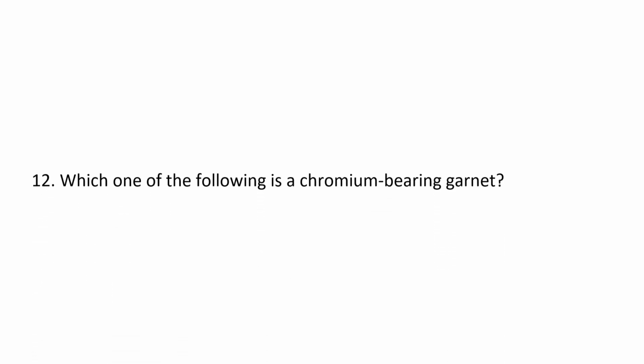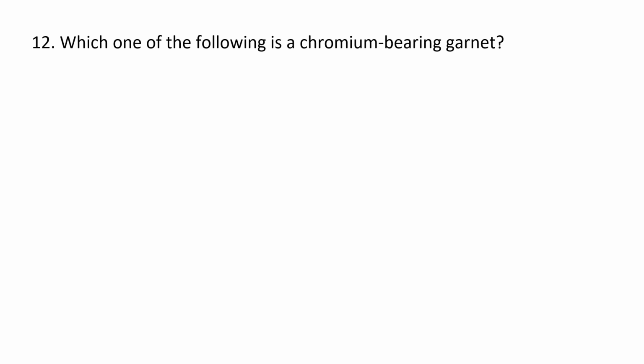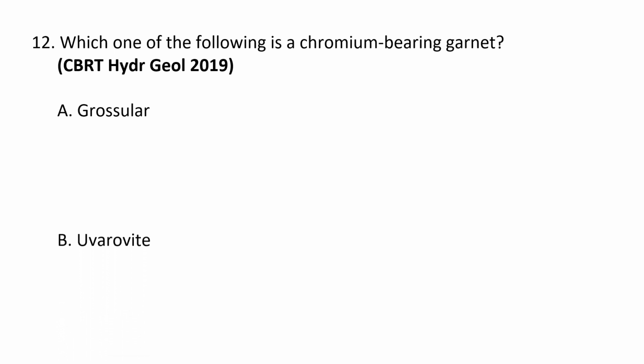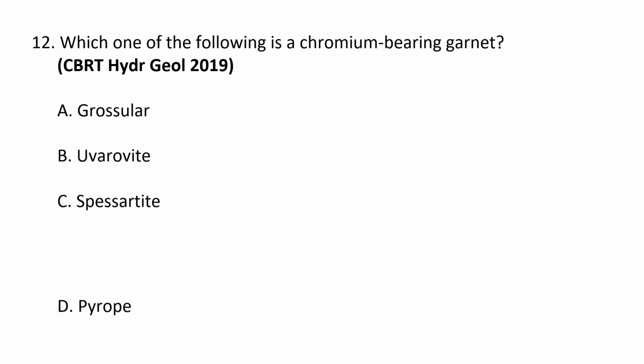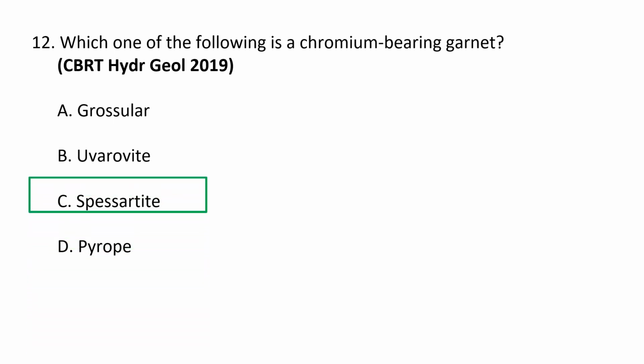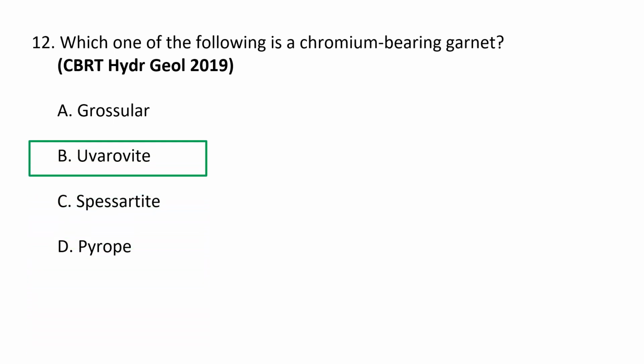12th question. Which one of the following is a chromium bearing garnet? A. Grossular, B. Uvarovite, C. Spessartite, and D. Pyrope. Correct answer is B. Uvarovite. Spessartite contains manganese and pyrope contains magnesium, and grossular contains calcium and aluminium, and here the correct answer is chromium bearing garnet is Uvarovite.